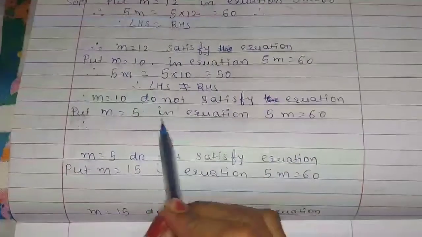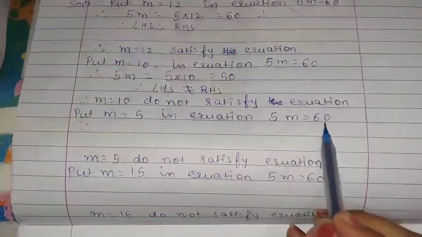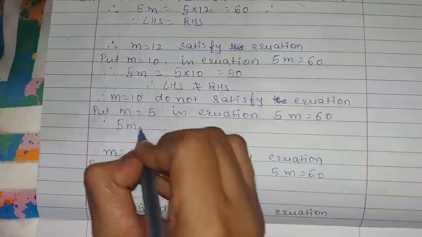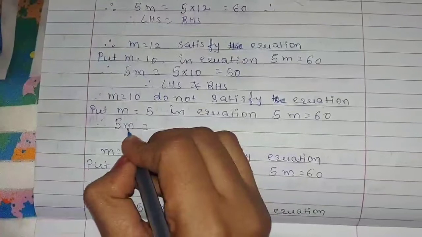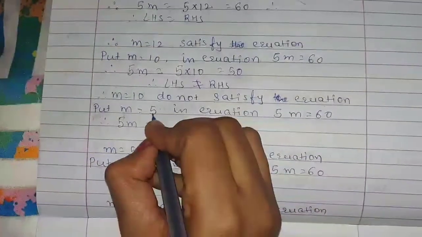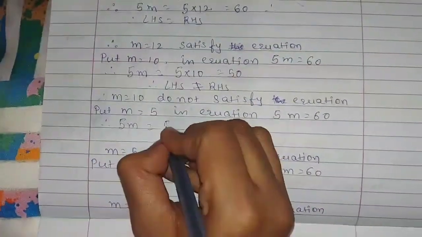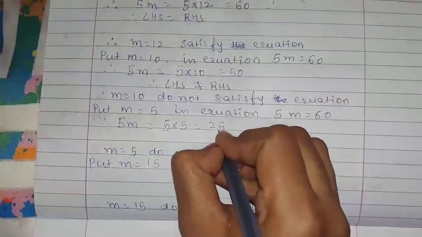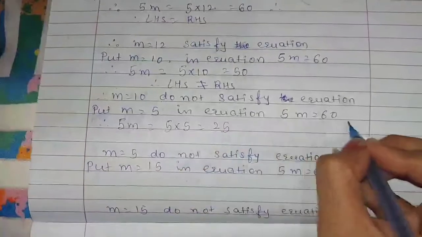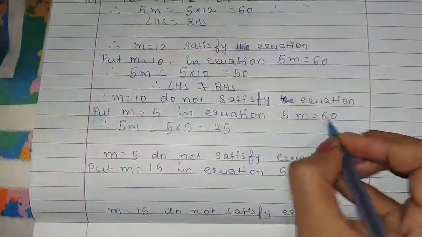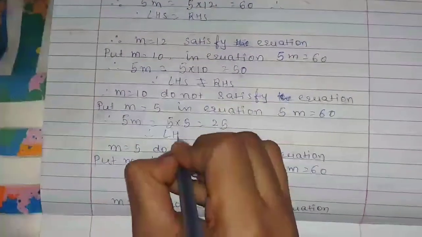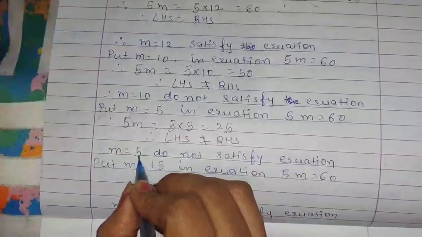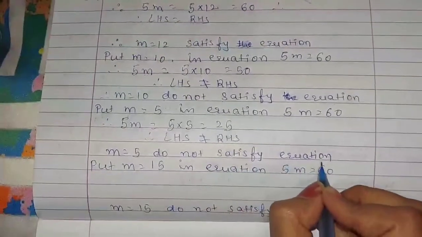Put m equals to 5 in equation 5m equals to 60. Therefore, 5m we have taken as LHS, and in place of m we have to put m equals to 5. Therefore, 5m equals to 5 multiplied by 5 equals to 25. Now, the LHS answer we get is 25, but RHS in the equation is 60. Therefore, LHS is not equals to RHS. Therefore, m equals to 5 does not satisfy the equation.